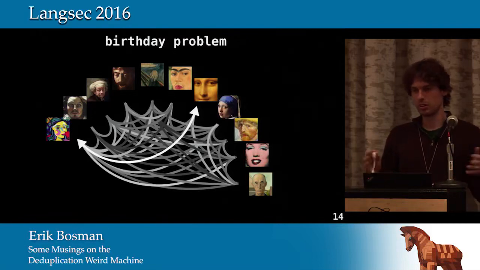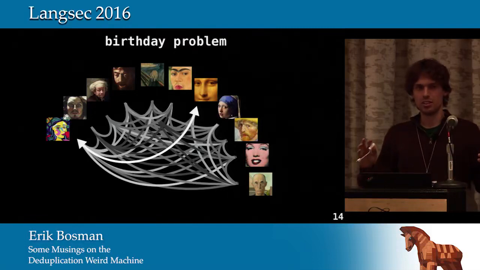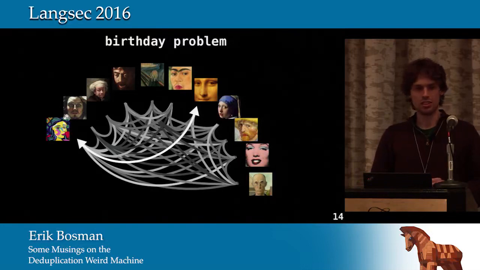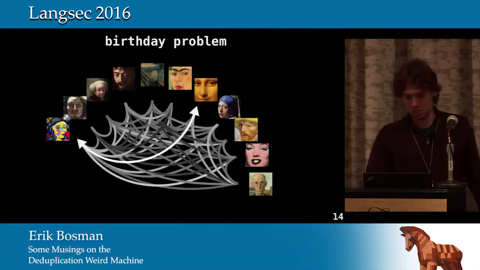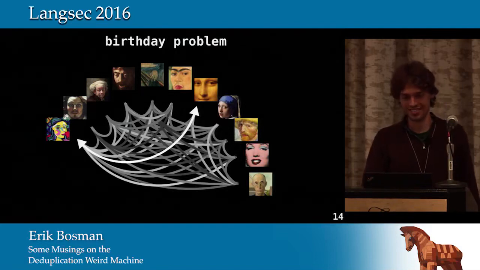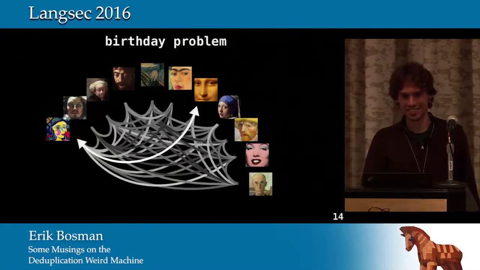The whole mechanism of deduplication is basically compare everything with everything. So that's what we abuse in this case. This is your weird instruction. Solve the birthday paradox. Yeah, as those weird machines go, it's pretty weird.